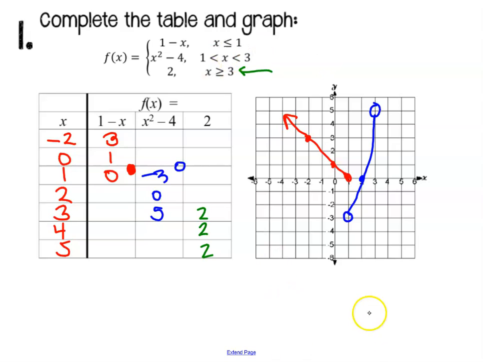All right, the last part has a greater than or equal to sign, which means my first plotted point is going to be solid. So I plug in a 3, out comes a 2, and this is a 2, and this is a 2. And it can be any number greater than 3, so this is also going to get an arrow. And that is how you graph piecewise functions.